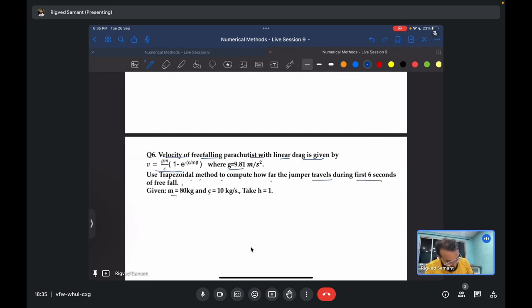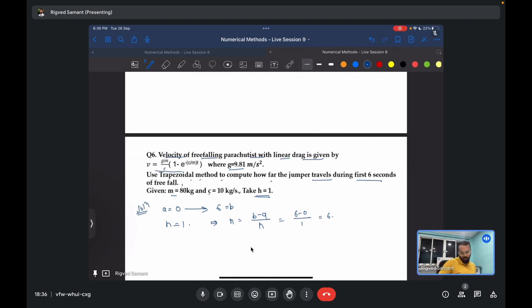You are given m and c, and told to use h equal to 1. So you have to go from 0 to 6: a is equal to 0, b is equal to 6, h is equal to 1. Therefore n is equal to b minus a upon h, that is 6 minus 0 upon 1, which is 6. So you have to use 6 intervals: 0 to 1, 1 to 2, 2 to 3, 3 to 4, 4 to 5, 5 to 6. You use these 6 intervals and get down to the value.